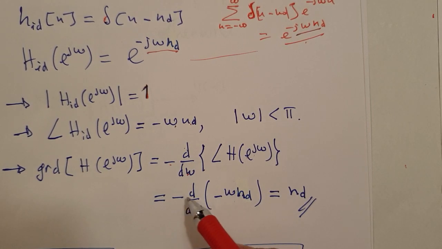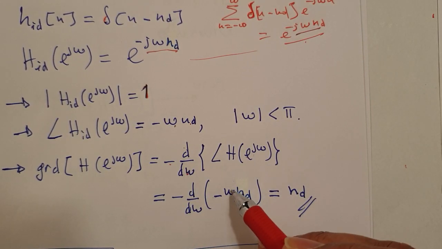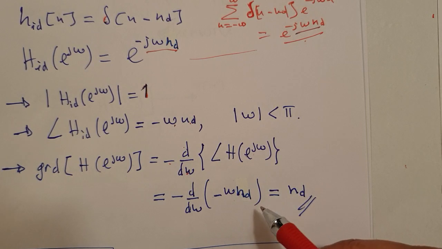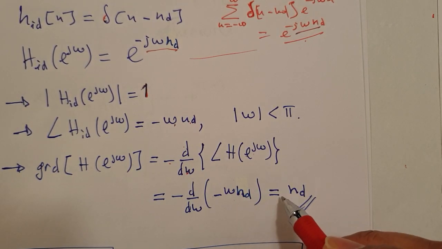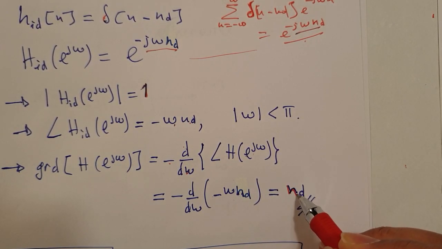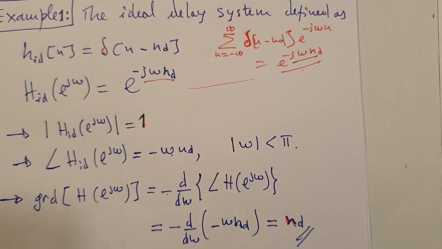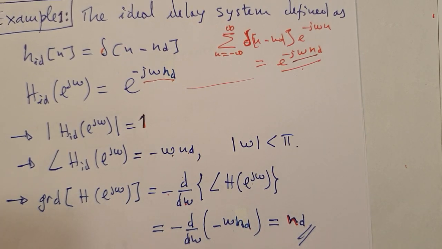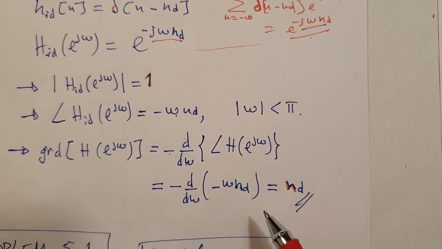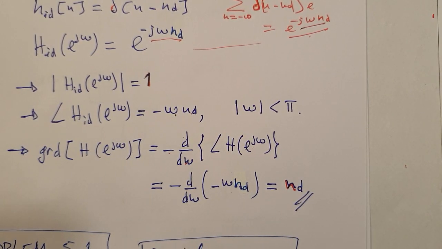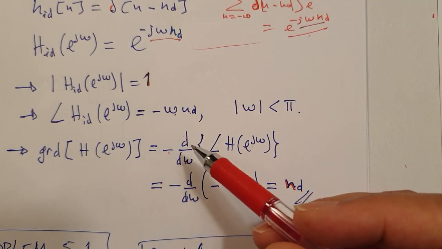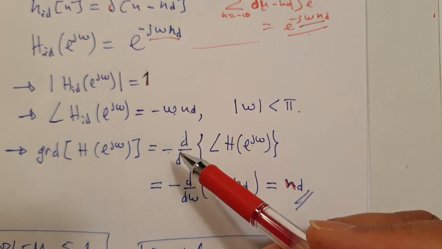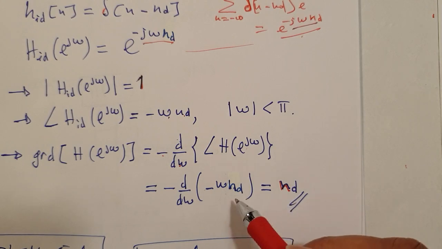And then when we apply the derivative here, you see this is a linear function of omega, and the result is nd. So in this system we have a delay of nd samples. And this is important to have this connection, because some of the exercises involve this idea for linear systems and so on. This is because in some cases you will have the same amount of delay in all frequencies.